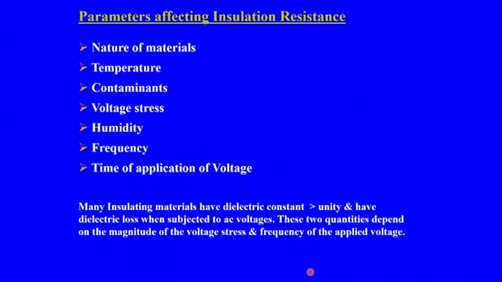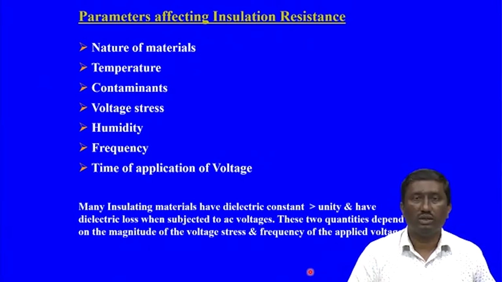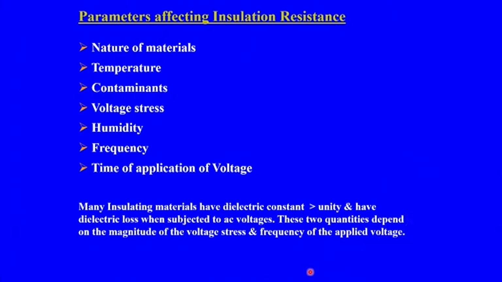So, the parameters which could affect the insulation resistance are the nature of materials which are being employed for the insulation, the operating temperature of the material in the field, any contaminants, the voltage stress at which the material is subjected, the environmental conditions like the humidity, then the frequency of the applied voltage, whether it is AC or DC, then the time of application of voltage, how long the material has to sustain the applied voltage.